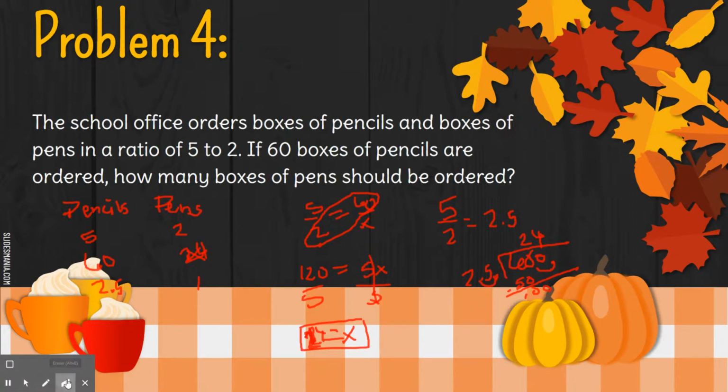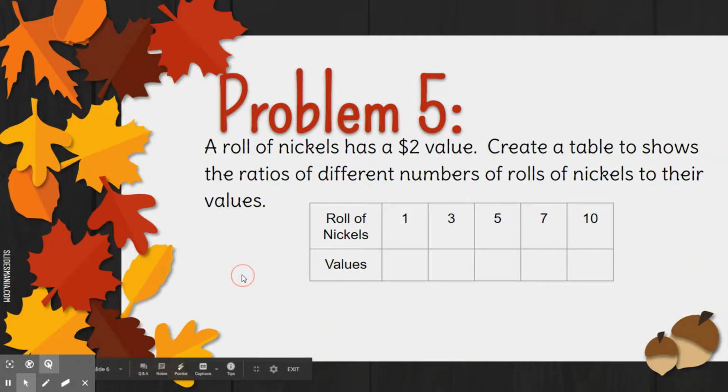All right, so let's move on to our next one. Problem 5 says a roll of nickels has a $2 value. Create a table that shows the ratios of different numbers of rolls of nickels to their values.